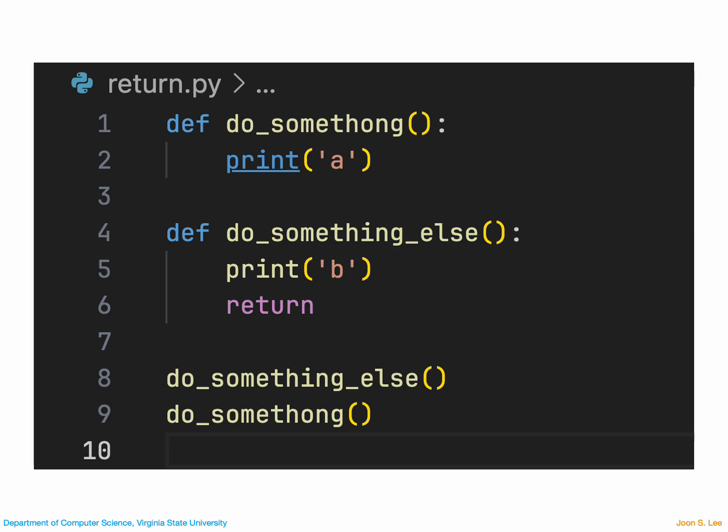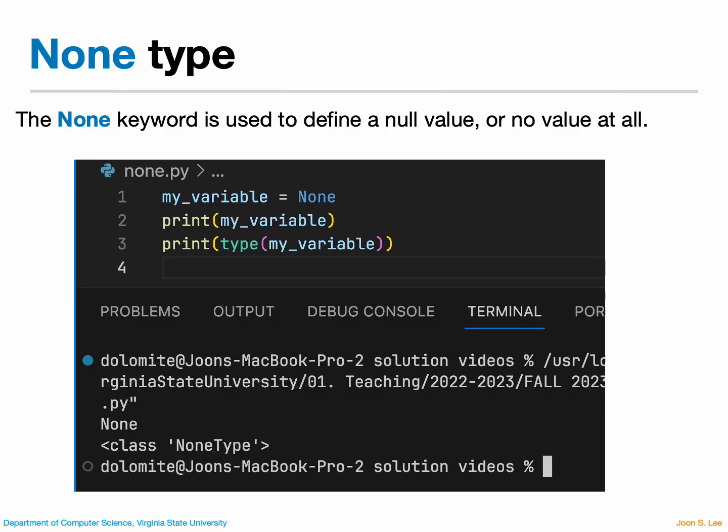Every function in Python always returns something. If you don't give it a value to return, it will return None by default. In Python, the keyword None is used to represent a null value or no value at all. It's Python's way of saying there's nothing here. In this example, we assign my_variable equals None. When we print the variable, Python literally prints out the word None. If we then check its type using type(my_variable), Python tells us it belongs to a special class called NoneType.